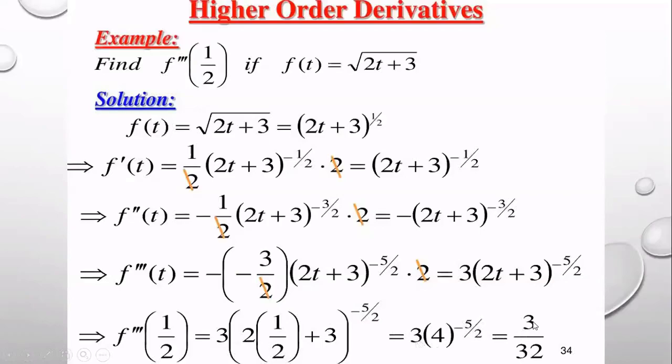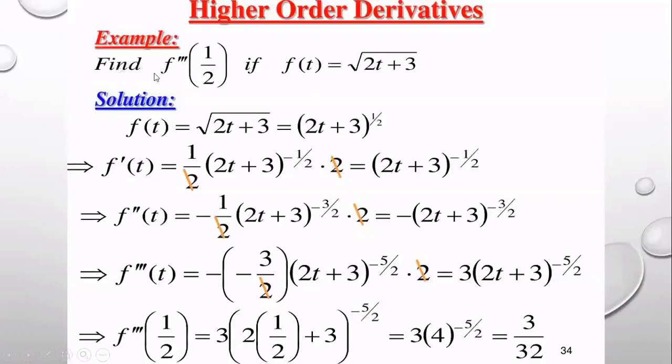3 over 32. Find f3 of half. The answer should be, how do you tell, 2 into 2 cancel, 2 into minus 5 is a 32, 3 over 32. It's correct. 4, 2 into 2 to the power 2 is a 4. Power 2 cancel and minus 5 into 2 is there. 2 to the power minus 5, 32. 3 is in the top, 3 over 32. Okay.